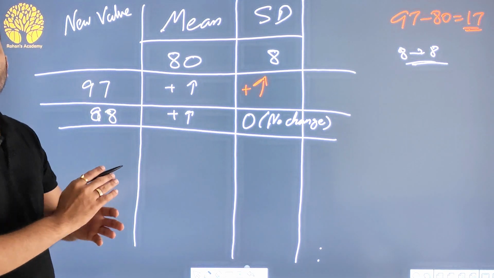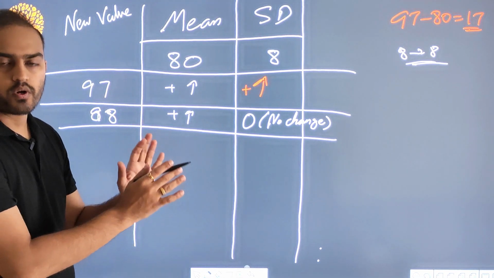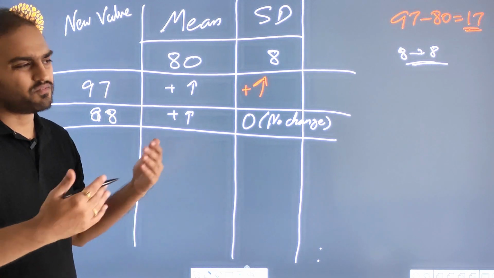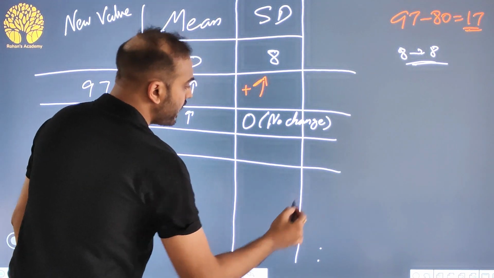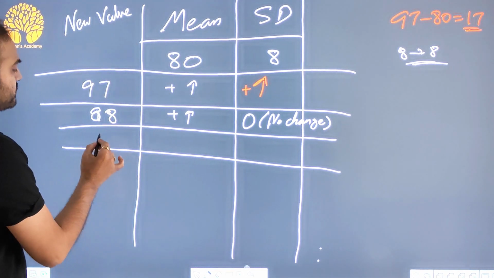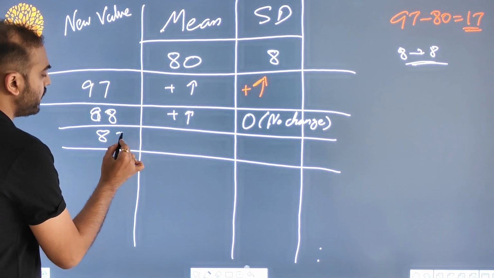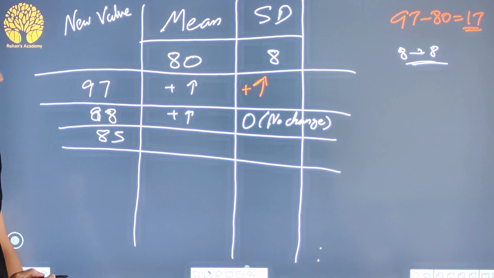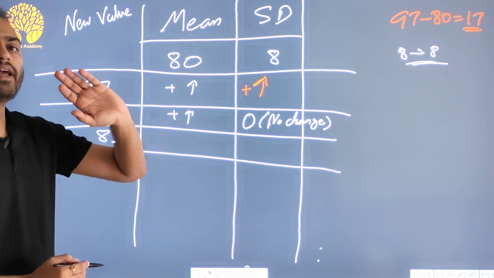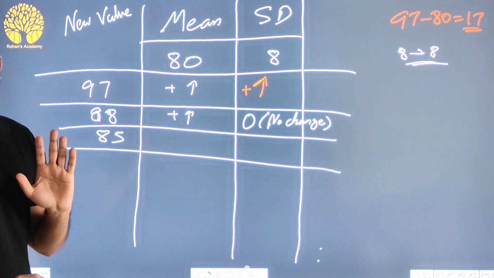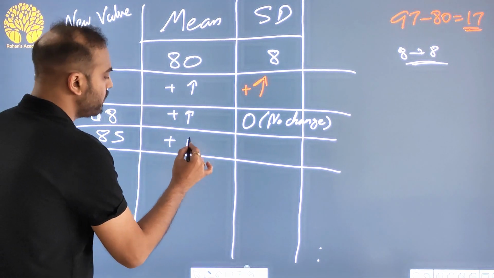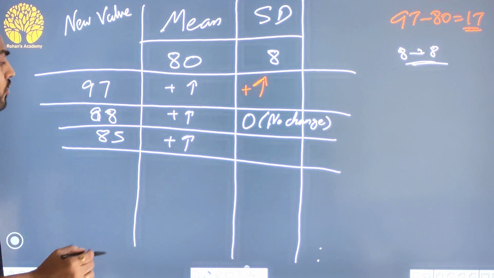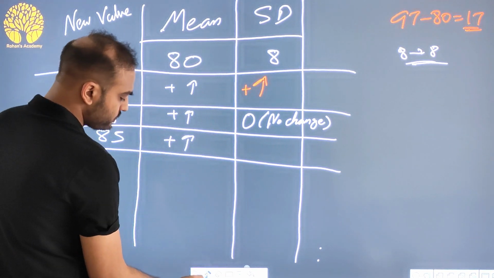Now this is not exact, but it's a good enough approximation with respect to our exam. Again, forget the 88. Say the student scores 85 in the next exam. What does this 85 do to 80? Correct, it increases the mean. What does the 85 do to 8?